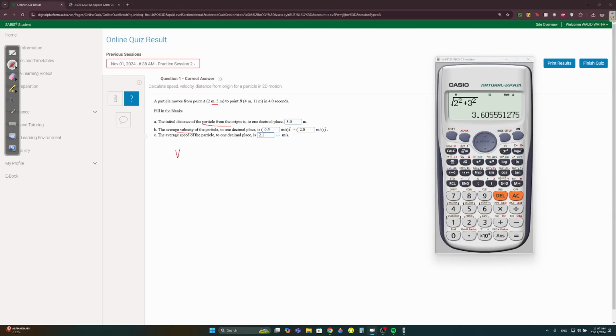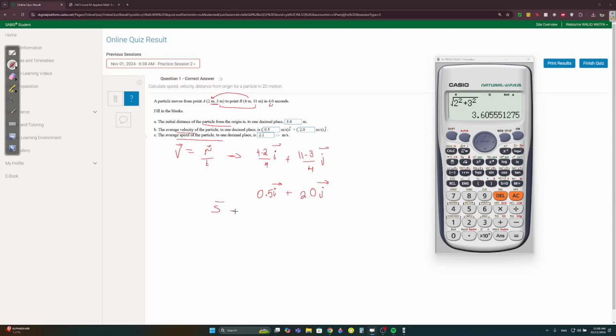The average velocity of the particle. When you're working with vectors, the average velocity is Δr divided by t. Δr is the final vector minus the initial vector. So it's going to be (4 minus 2) over the time for the i component, right? Because there's an x component and a y component. And the j component, the y component, is 11 minus 3 over the time. So you're going to get 0.5 i plus 2.0 j.